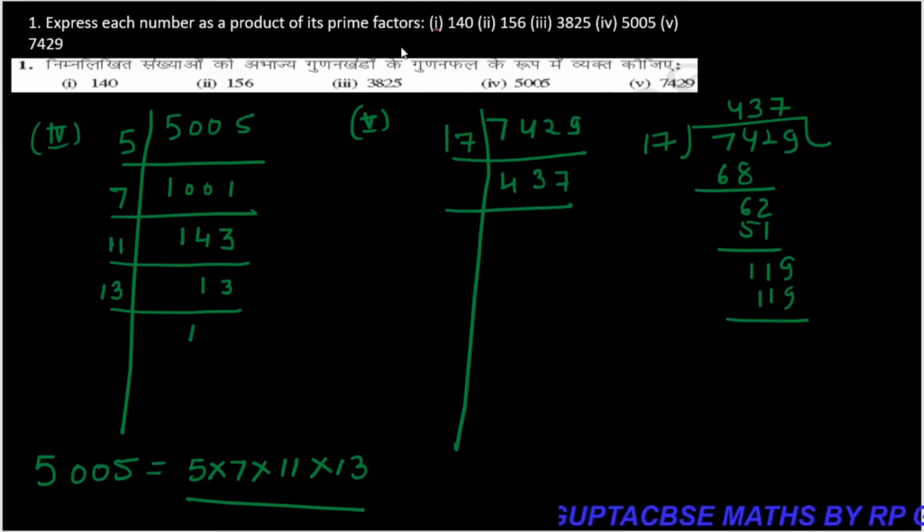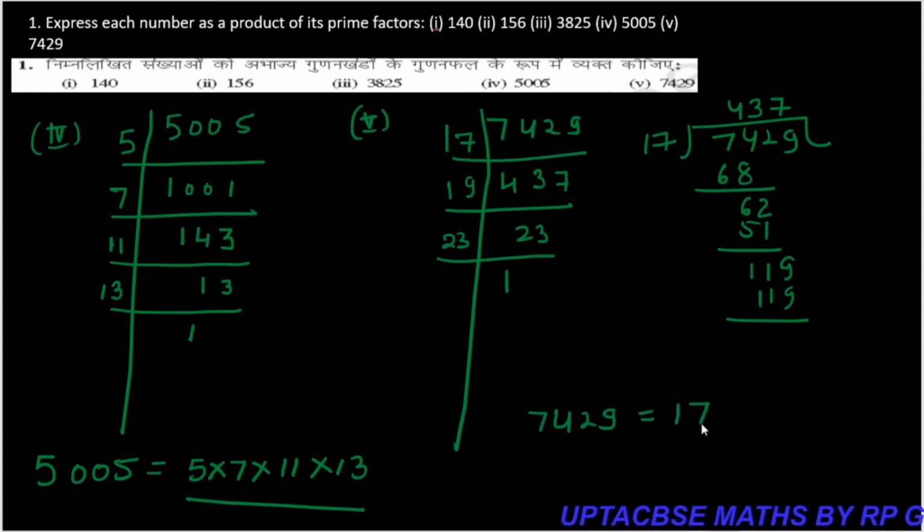It is not divisible by any other number, it is divisible only by 19. So what will you get? You will get 23. And now 23 into 1. So here you can write 7429 is equal to 17 into 19 into 23. These numbers are also prime numbers. I hope all of you understood this.